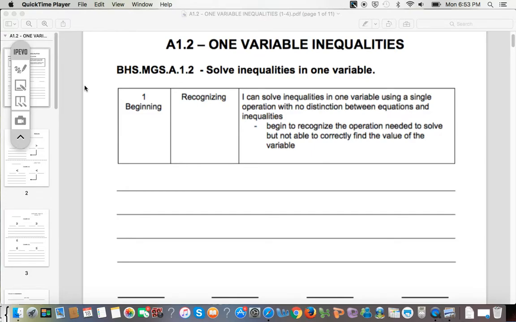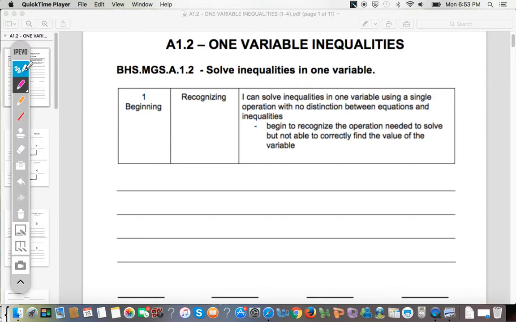This is Biddeford High School Graduation Standard A1.2, One Variable Inequalities. As usual, let's take a look at the learning target. I can solve inequalities in one variable using a single operation. And if that sounds familiar, it's because it probably should. In our previous standard, A1.1, Solving Equations, our level 1 was I can solve equations in one variable using a single operation. So all we're doing here is dealing with inequalities rather than equations.